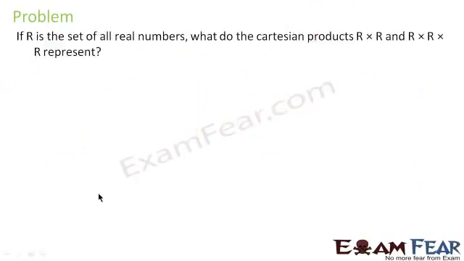Let's take one more example. R is the set of all real numbers, and we have to find R cross R and R cross R cross R, and we can do this in set builder form. Since we have not got any numbers, we can denote this in set builder form.